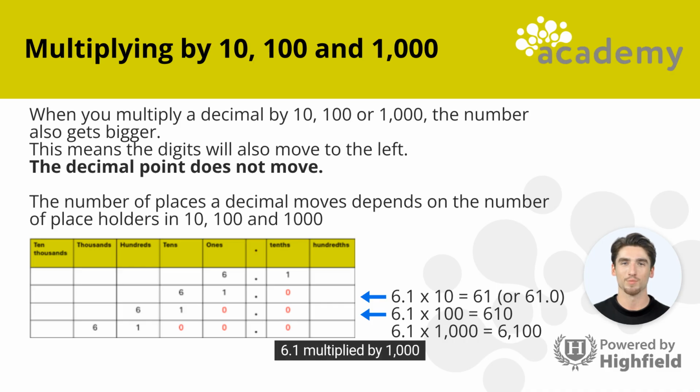6.1 multiplied by 1000. The number 1000 has 3 placeholders. Therefore, 6.1 moves 3 places to the left. 6.1 multiplied by 1000 equals 6,100.